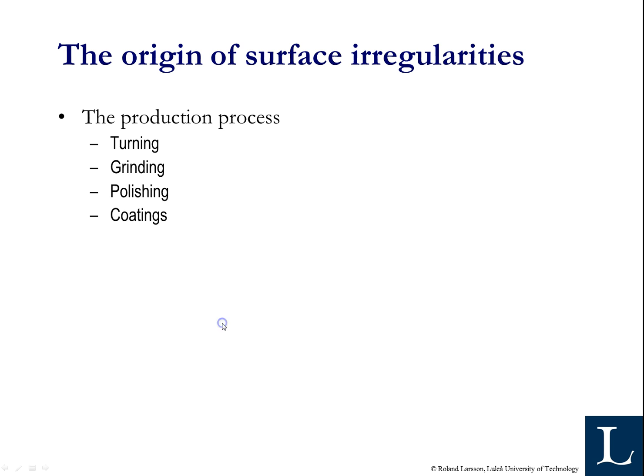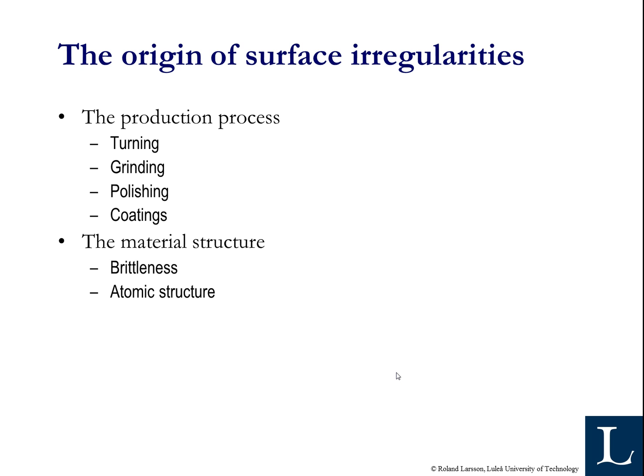Okay, where do these surface irregularities come from then? Well, first of all, they come from what kind of production process you use, what surface finishing process you use. It's different if you use turning or grinding or you polish the surface, or if you coat the surface with something. All these surface finishing processes will create different surface roughness height, but also different appearance of the surface.